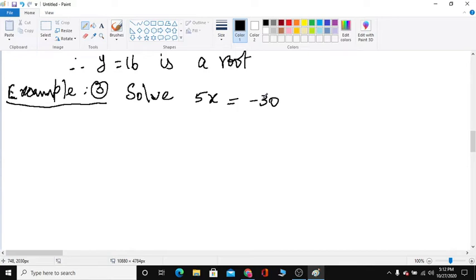Now we have to remove 5. Here 5 is multiplying with x. 5x is 5 into x, is equal to minus 30. Now we have to remove 5 in the left hand side. Only the variable x you should keep in the left hand side. Remaining all numbers you have to remove. So you have to cancel. Then how do we cancel this 5? 5 is multiplying with x, so you have to divide by 5 on both sides.